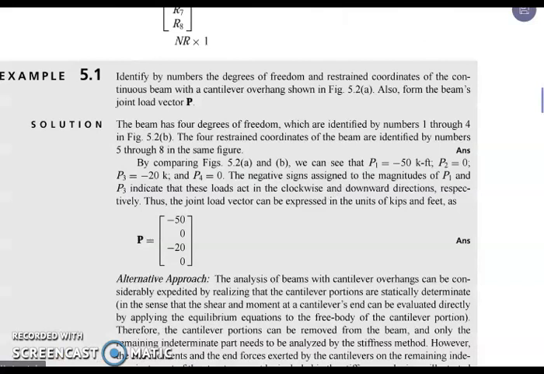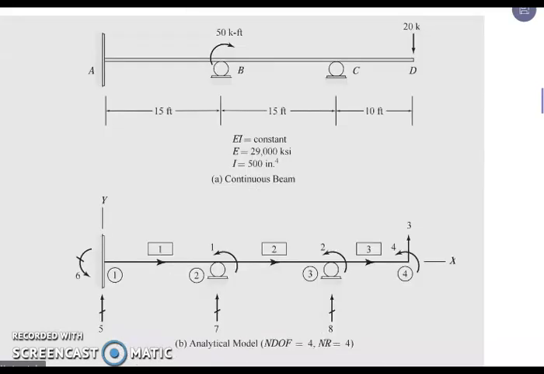Now for our problem, we have here: identify by numbers the degrees of freedom and restraint coordinates of the continuous beam with a cantilever overhang shown in our figure. Also form the beam's joint load vector. So for this one, we have to identify the degrees of freedom, the restraint coordinates, and the joint load vector. So this is our actual beam.